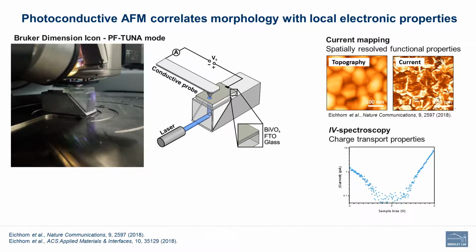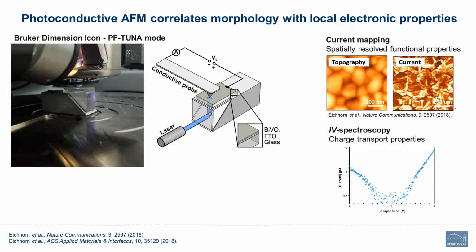Backside illumination has the advantage for BiVO4 films that the charge carriers are generated closer to the FTO back contact, and the electrons can be effectively extracted by the FTO electrode. Photoconductive AFM uses a conductive probe and an additional light source for illumination. Generally, these measurements can be performed in 2 different modes.